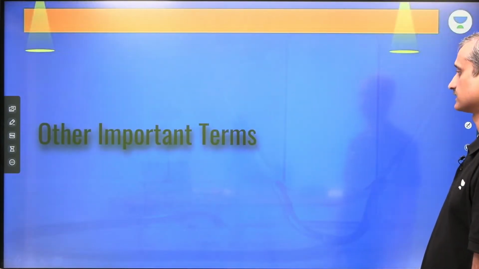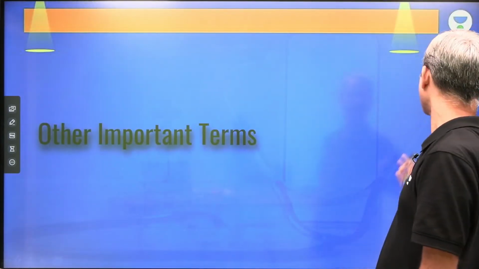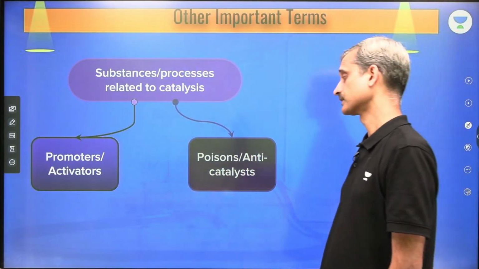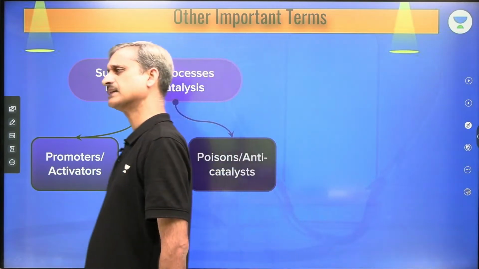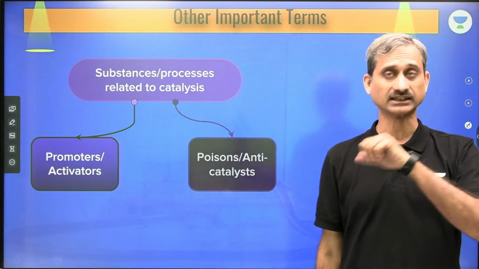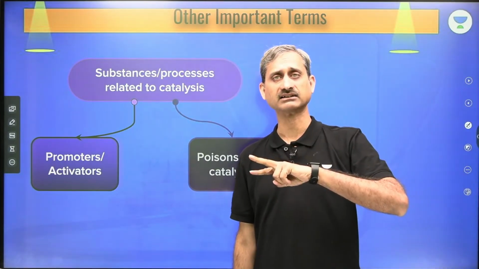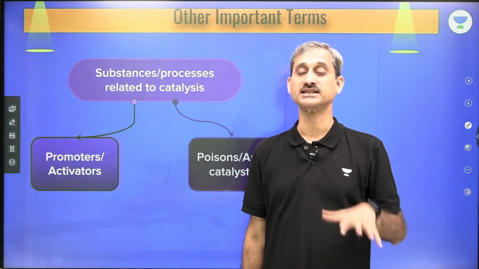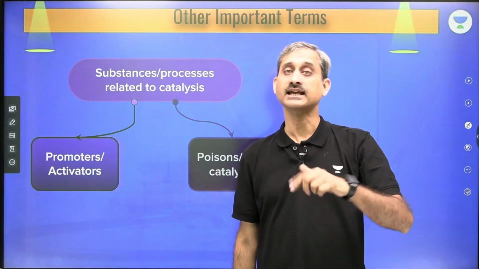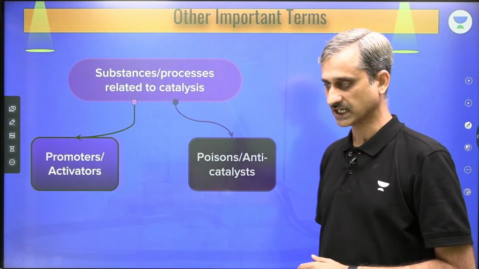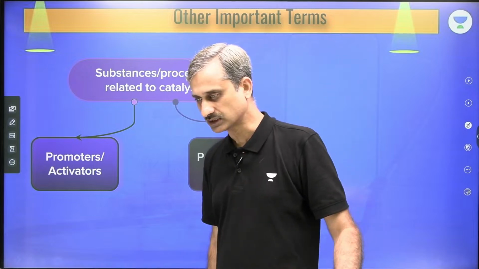So that's what we have as homogeneous and heterogeneous catalysis. And then we have some other important terms: promoters and activators. Promoters, activators, and poisons, these are the substances which actually act on the catalyst rather than the reactant. Inhibitors and catalysts, they act on the reactants, while promoters and poisons, they act on the catalyst. They increase or decrease the activity of the catalyst. So that is what we have as the promoter.